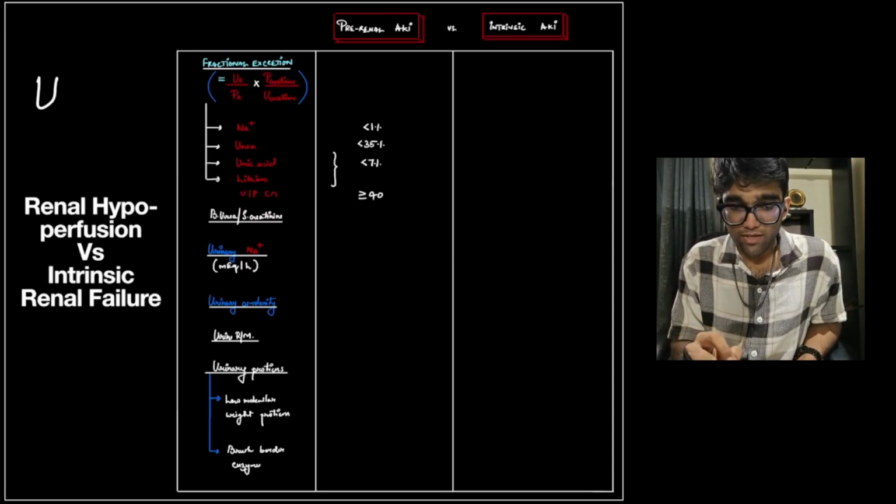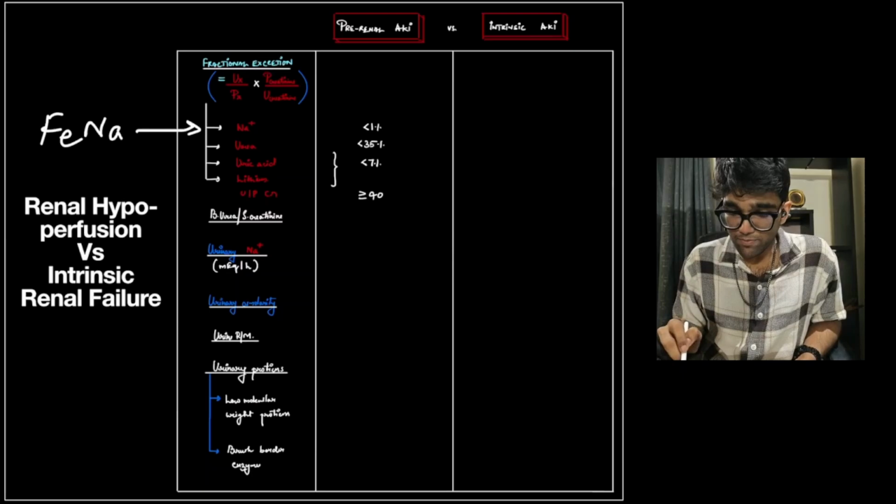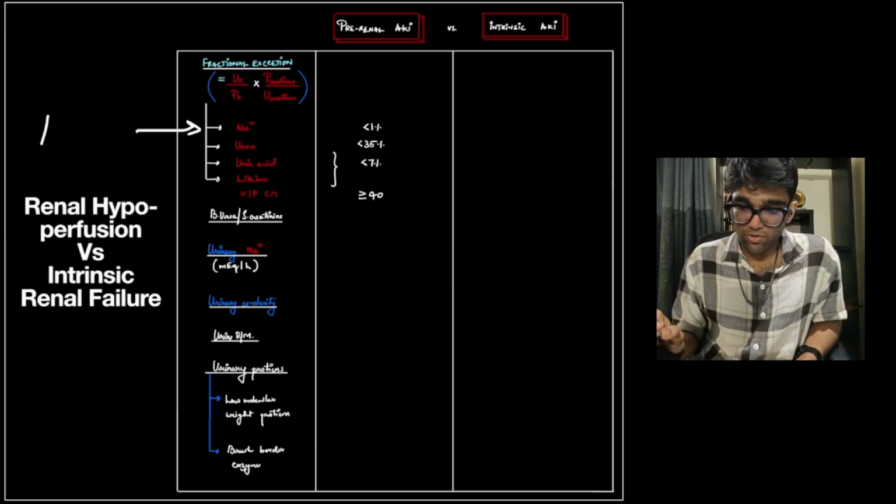So if the sodium is getting preferentially reabsorbed, this particular calculation is what is called the fractional excretion of sodium, or FeNa, and that will be less than 1%. Similarly, for urea, that is less than 35%. For uric acid and lithium, it is less than 7%.